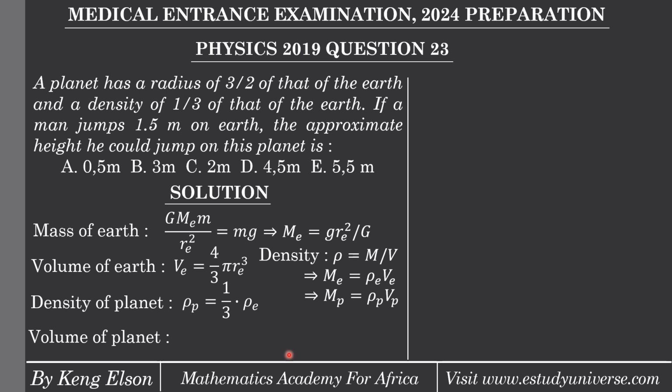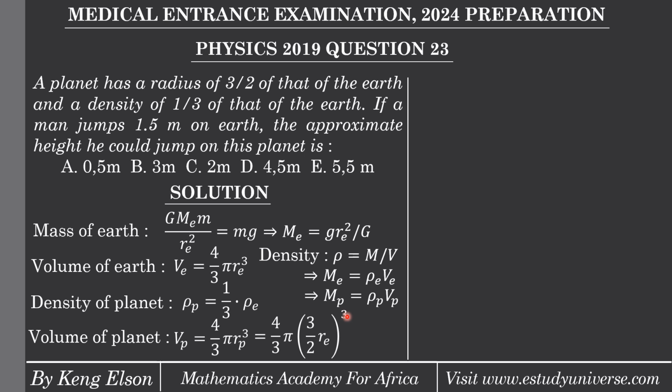So we are now going to find the volume of the planet. So the volume of the planet is 4/3 pi the radius of the planet cube, because the planet is also a spherical body. So since the radius of the planet is 3/2 times the radius of the Earth, we are going to replace the radius of the planet here with 3/2 times the radius of the Earth. So doing that, we have 4/3 pi times 3/2 radius of the Earth all cube.